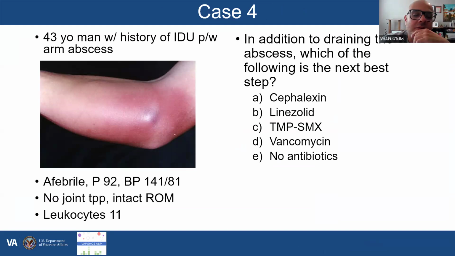All right, so this is a 43-year-old man with a history of IV drug use who's presenting with an arm abscess. They're febrile, pulse is 92, blood pressure is 141/81, no joint pain, intact range of motion, their leukocytes are 11. What do you pick?